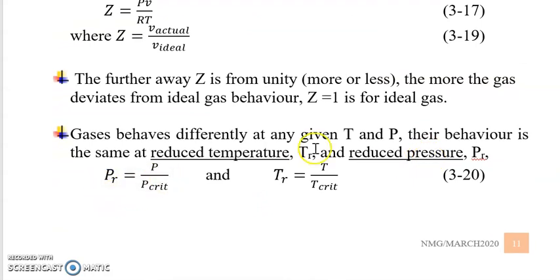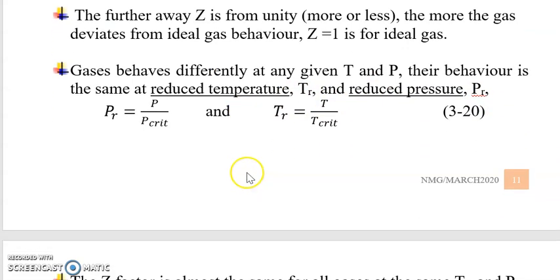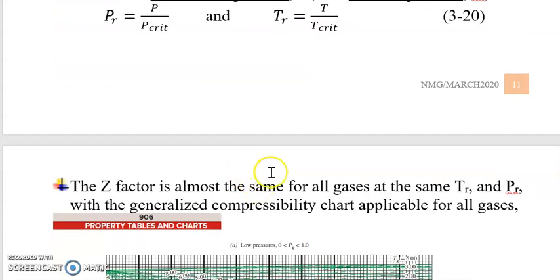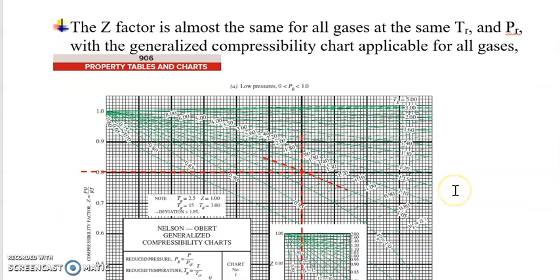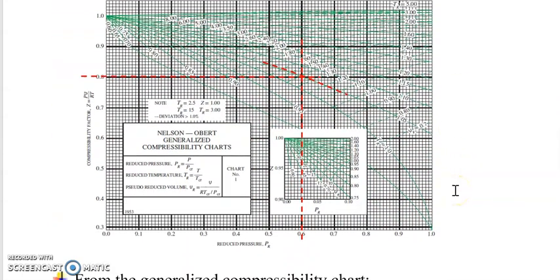Gases behave differently at any given temperature and pressure, but their behavior is the same at the same reduced temperature and reduced pressure, defined as in 3.20. So the Z factor is almost the same for all gases at the same reduced temperature and reduced pressure, with the generalized compressibility chart applicable for all gases. You have that in your appendix. You can check that one. So if you know the reduced pressure, you can check out the Z, and then you can get the other properties.